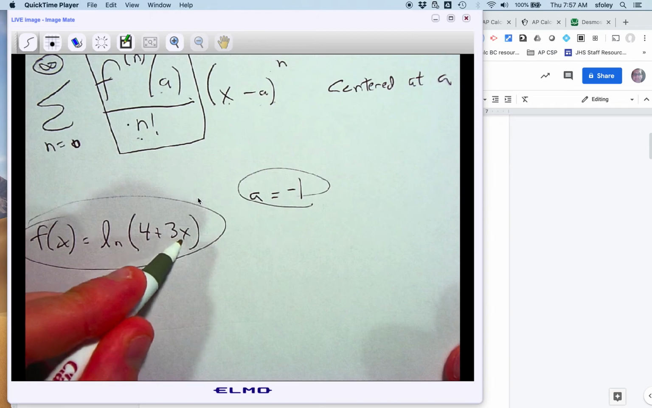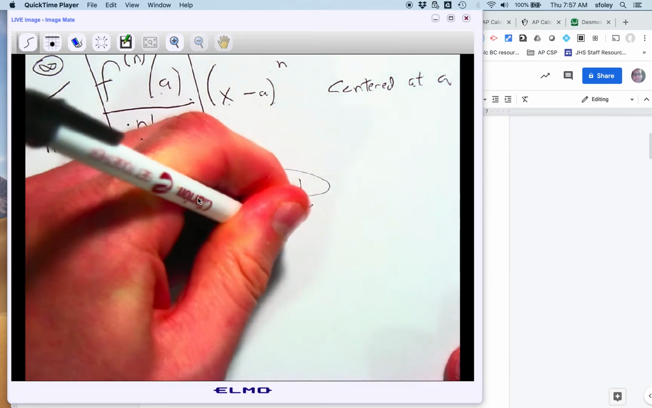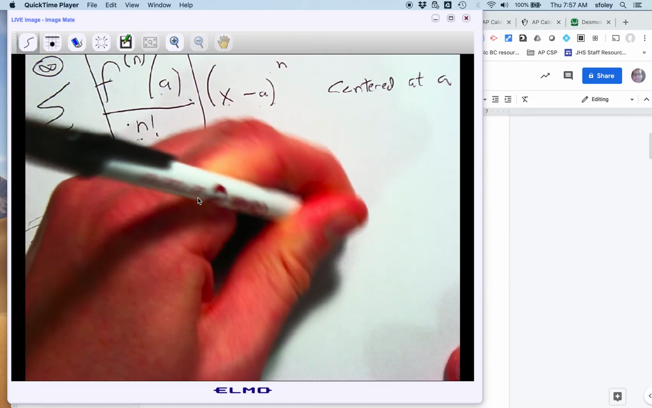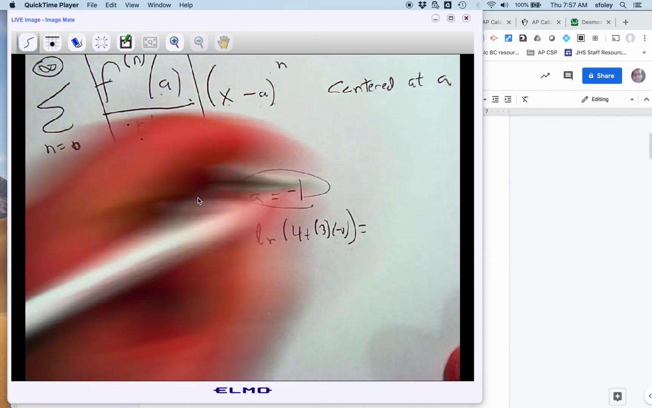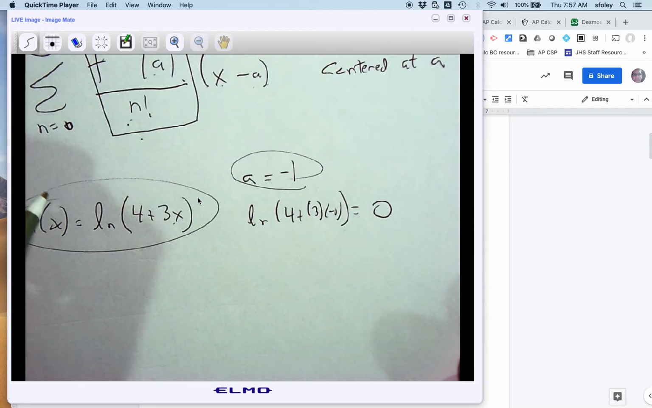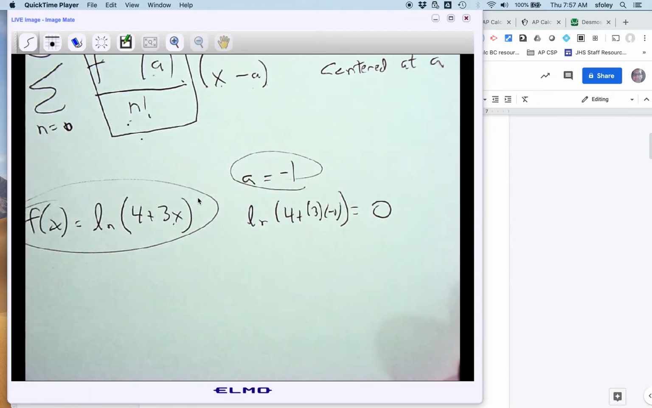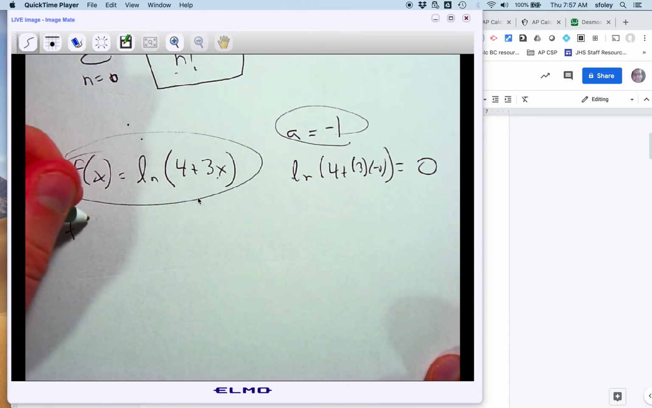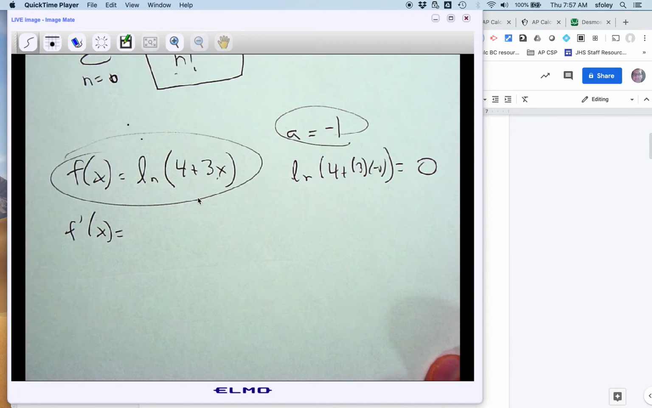And so when I plug -1 in here, I get 1, and the natural log of 1 is 0. And so we've got this function that's going through the point -1, 0, and we're going to try to approximate the function as best we can there. And so now, let's say they told us to do the second degree Taylor polynomial, just to keep things relatively short.